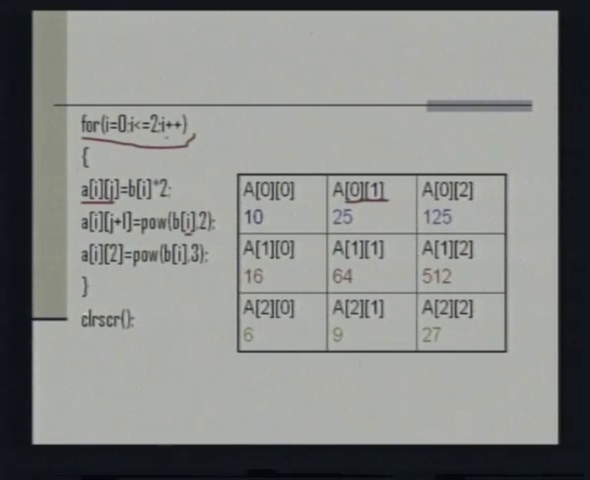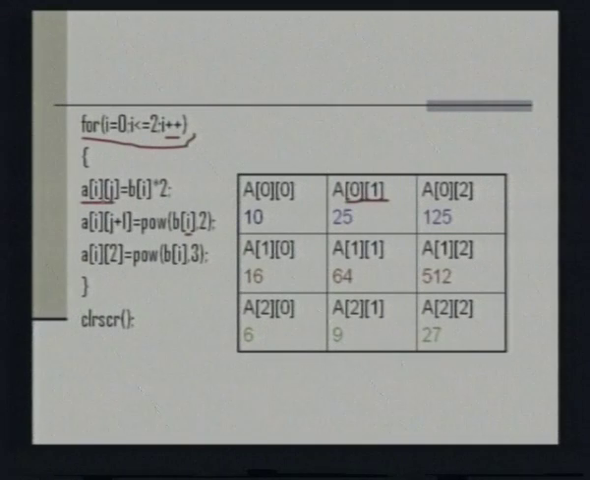Then I close the for loop and increment I. Now b of 1, the second element, which is nothing but 8. The same operation is done again and again. A of 1 comma 0, J is nothing but 0. So in 1 comma 0 I am doubling 8, in 1 comma 1 I am squaring 8, in 1 comma 2 I am cubing 8.